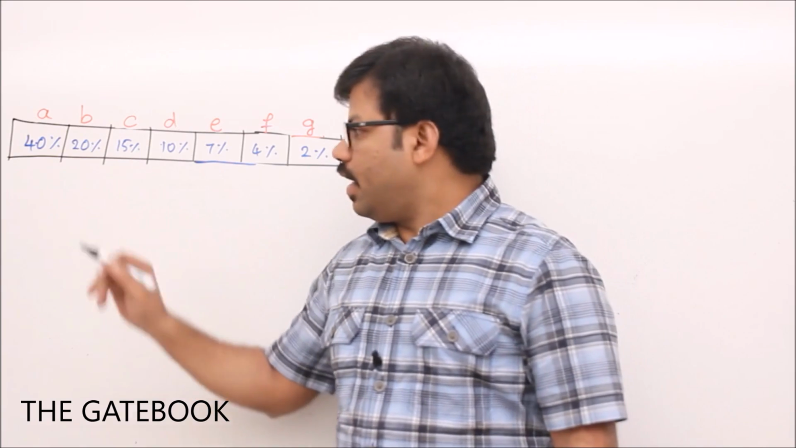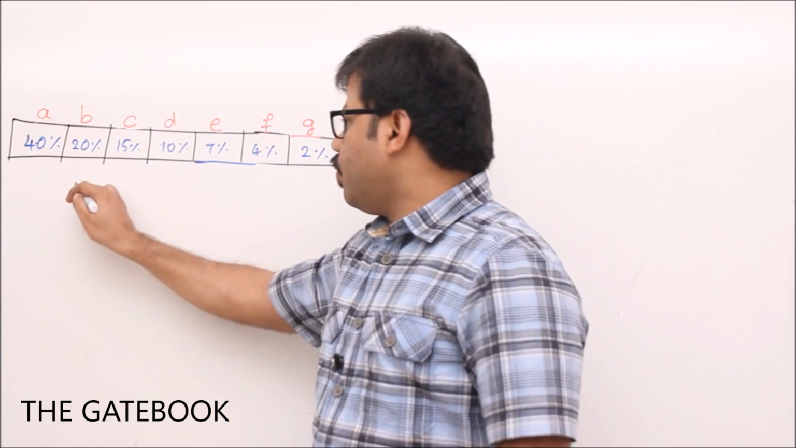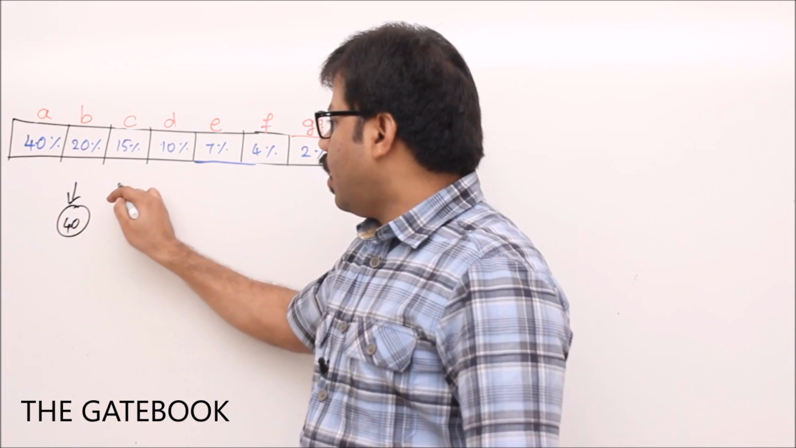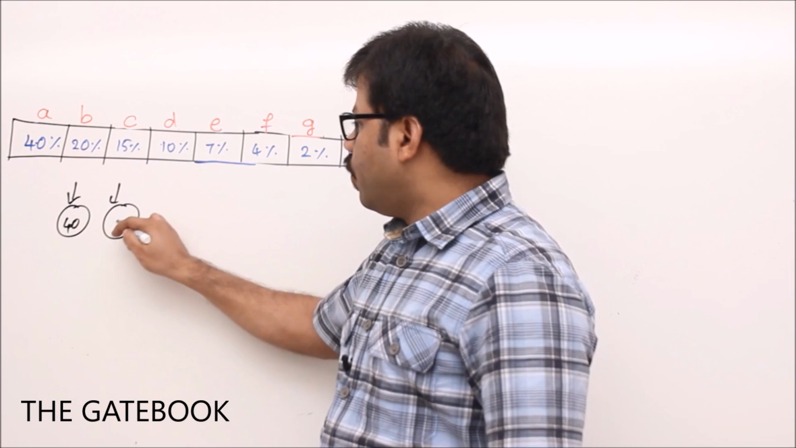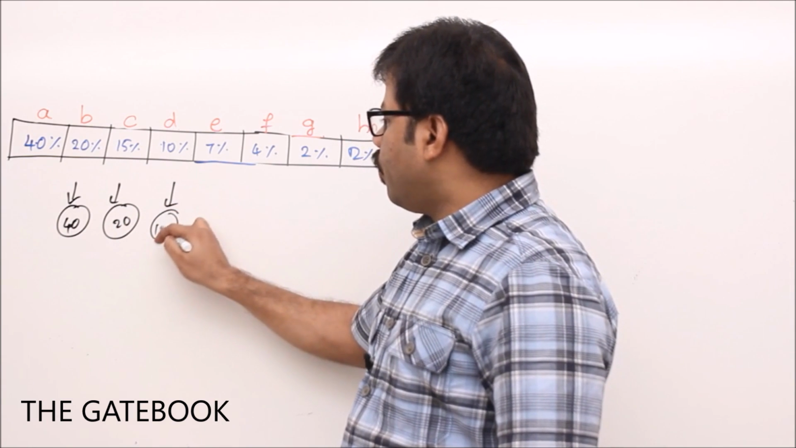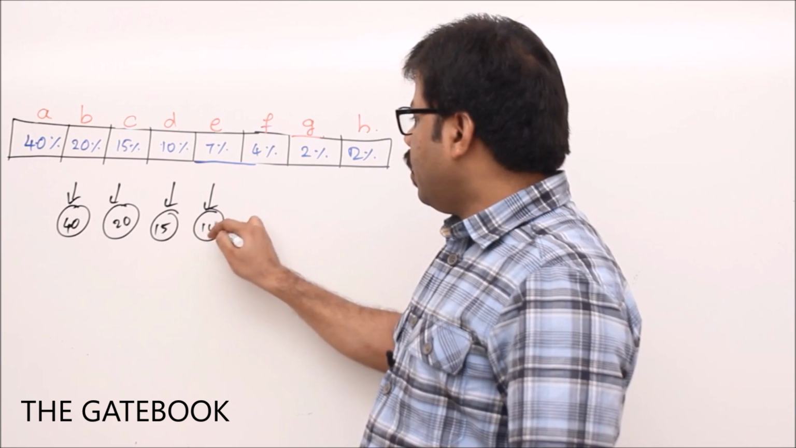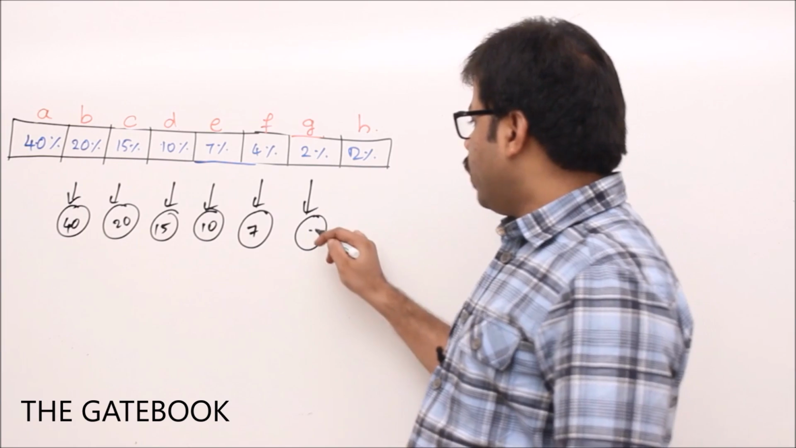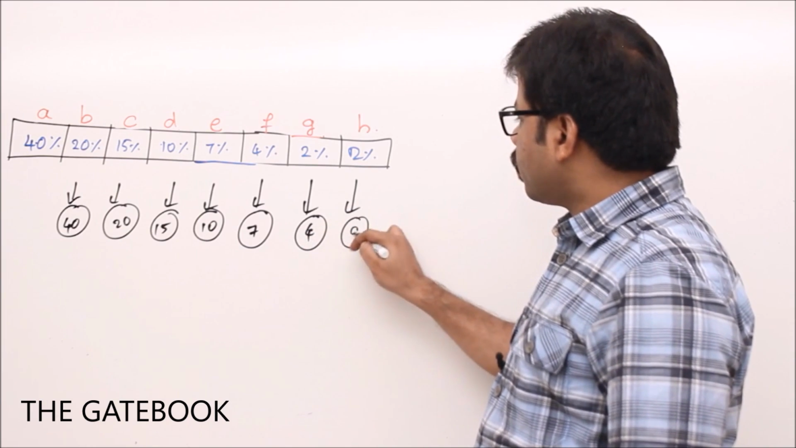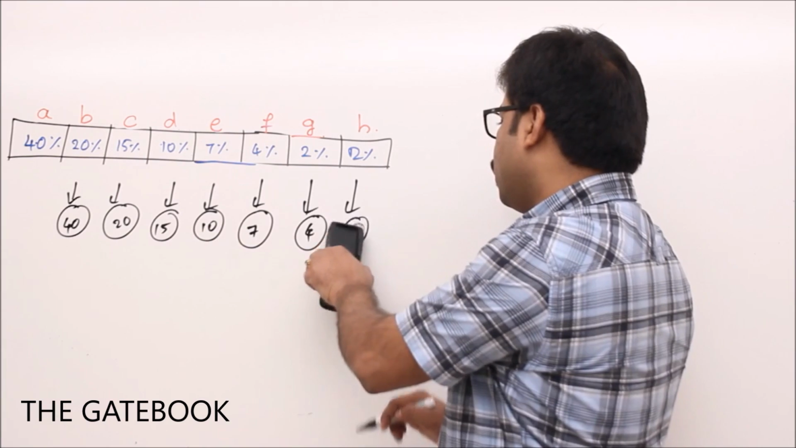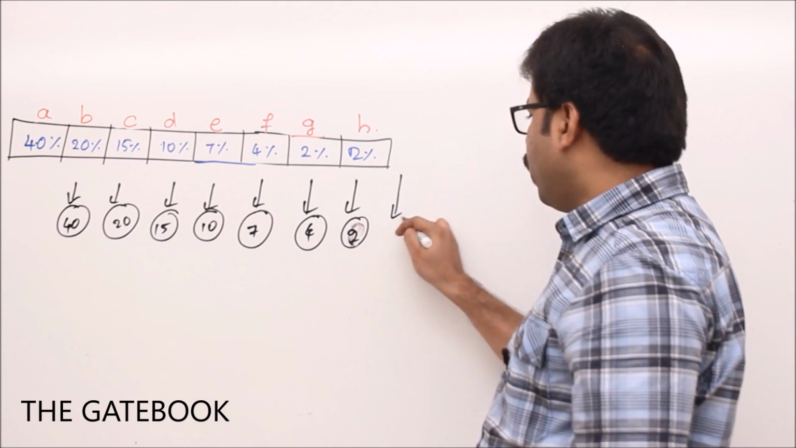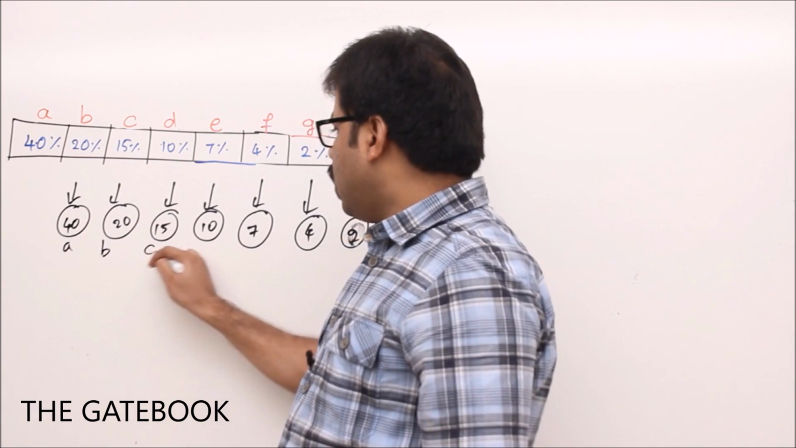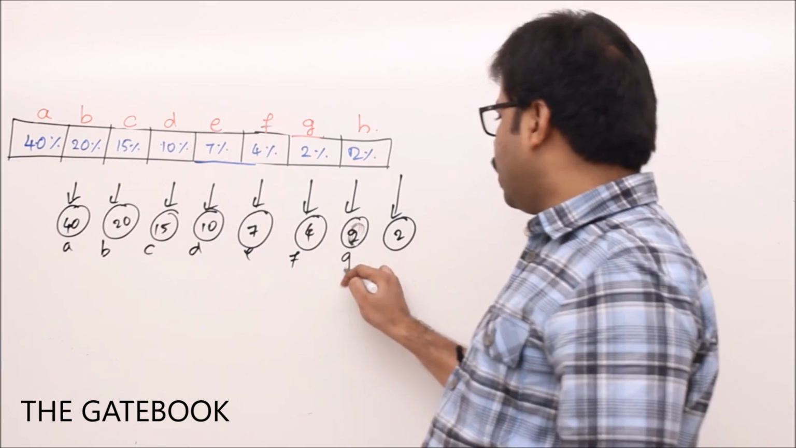Step number 1: create a tree for every character. A is 40%, and the second one, B, is 20. For C it will be 15, after that D, which is 10, after that E, which is 7%, after that F, which is 4%, after that G, 2%. After that we will have H, 2%. So A, B, C, D, E, F, G, H.